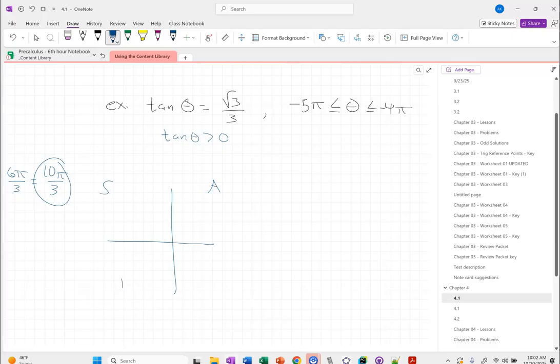So when I crawl this, where are we living? 3 or 1. 3 and 1. Are you happy with how we did that? Remember, A for all of them positive, T for tangent positive.